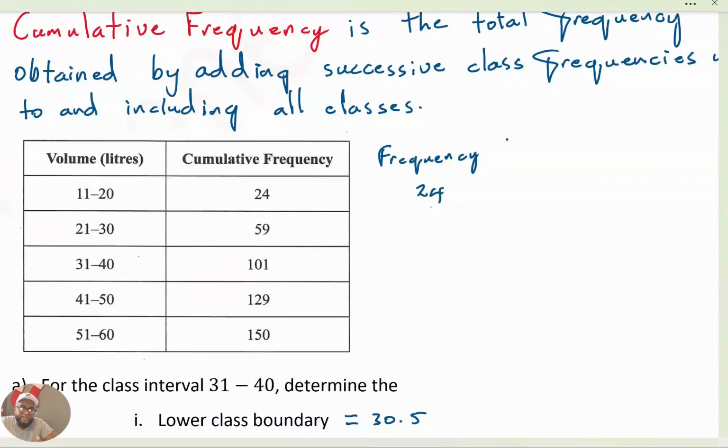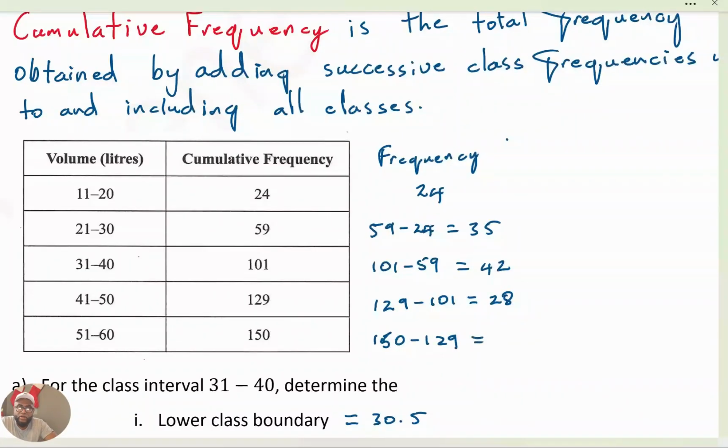Right. So the frequency for the first one would be the first number here, it should be 24. Here would be 59 minus 24, which will give me what? 35. Here will be 101 minus 59, which is 42. So these will be the frequencies of each one. Here will be 129 minus 101, which will be 28. And then here will be 150 minus 129, which should be 21.